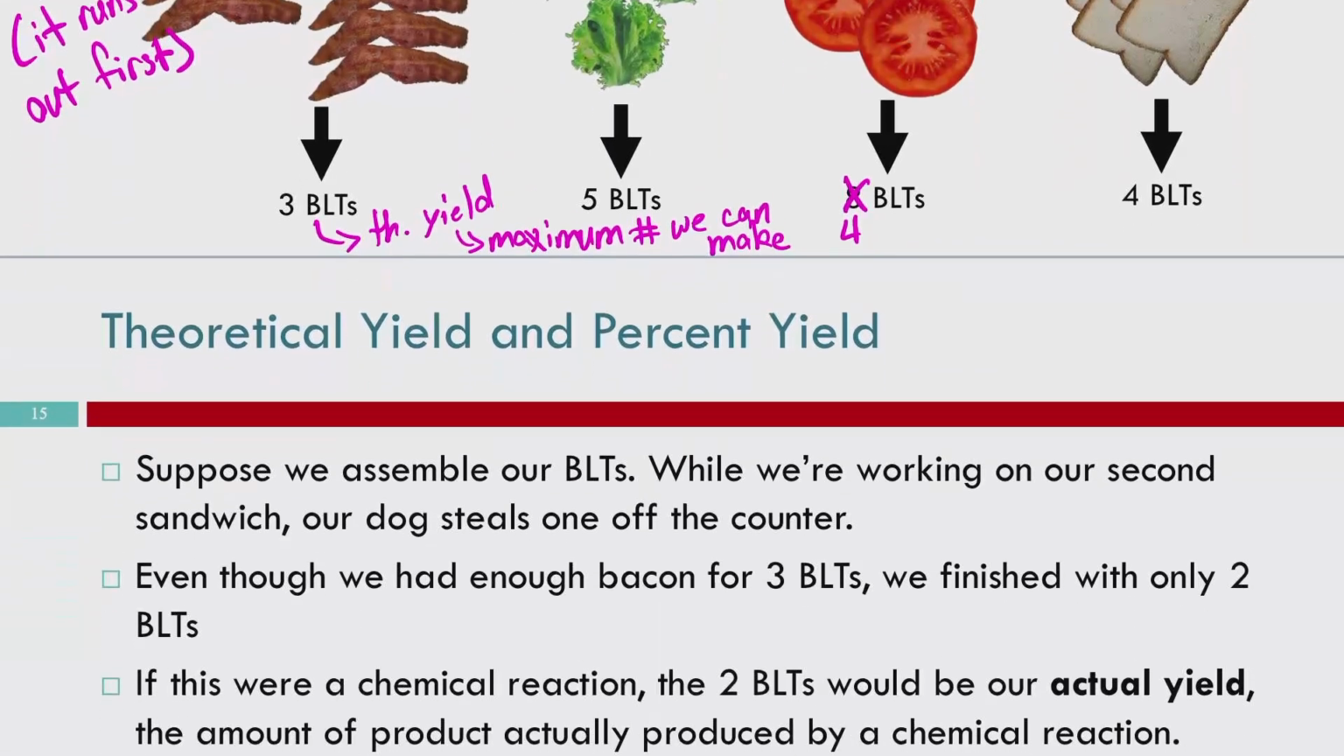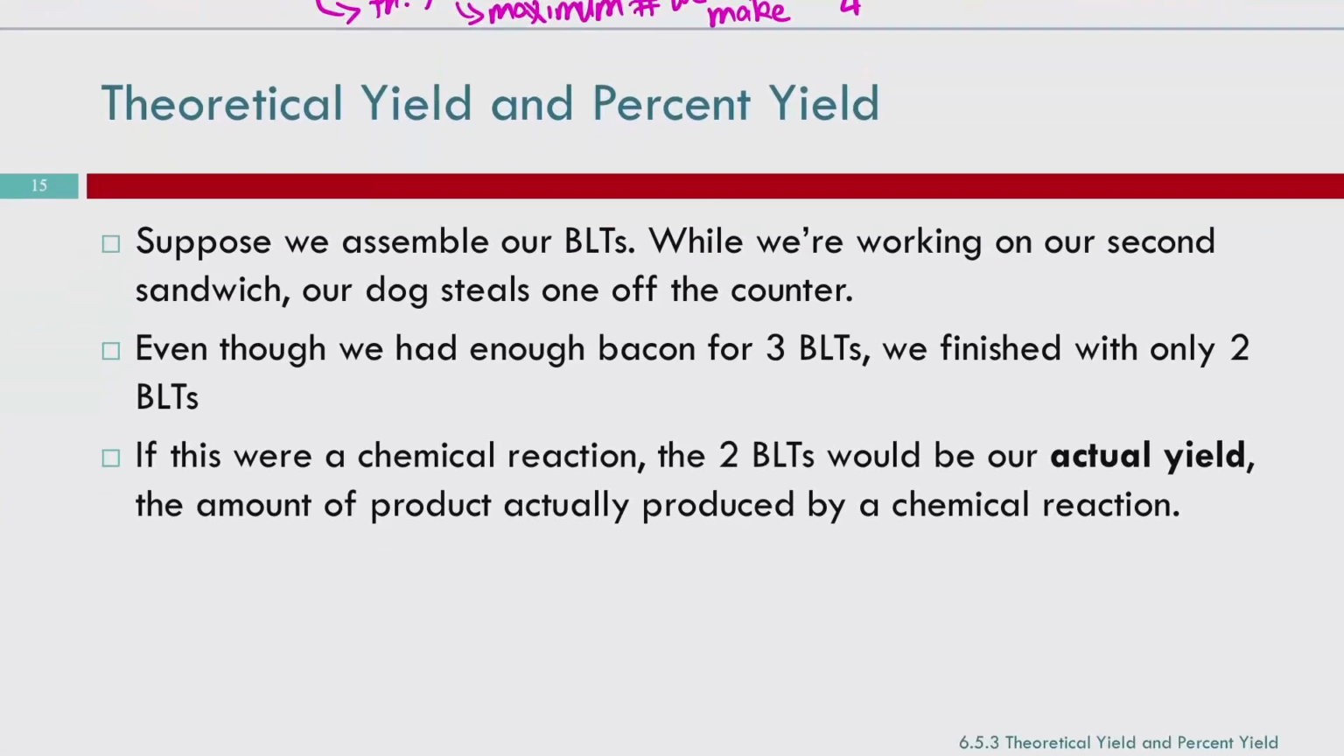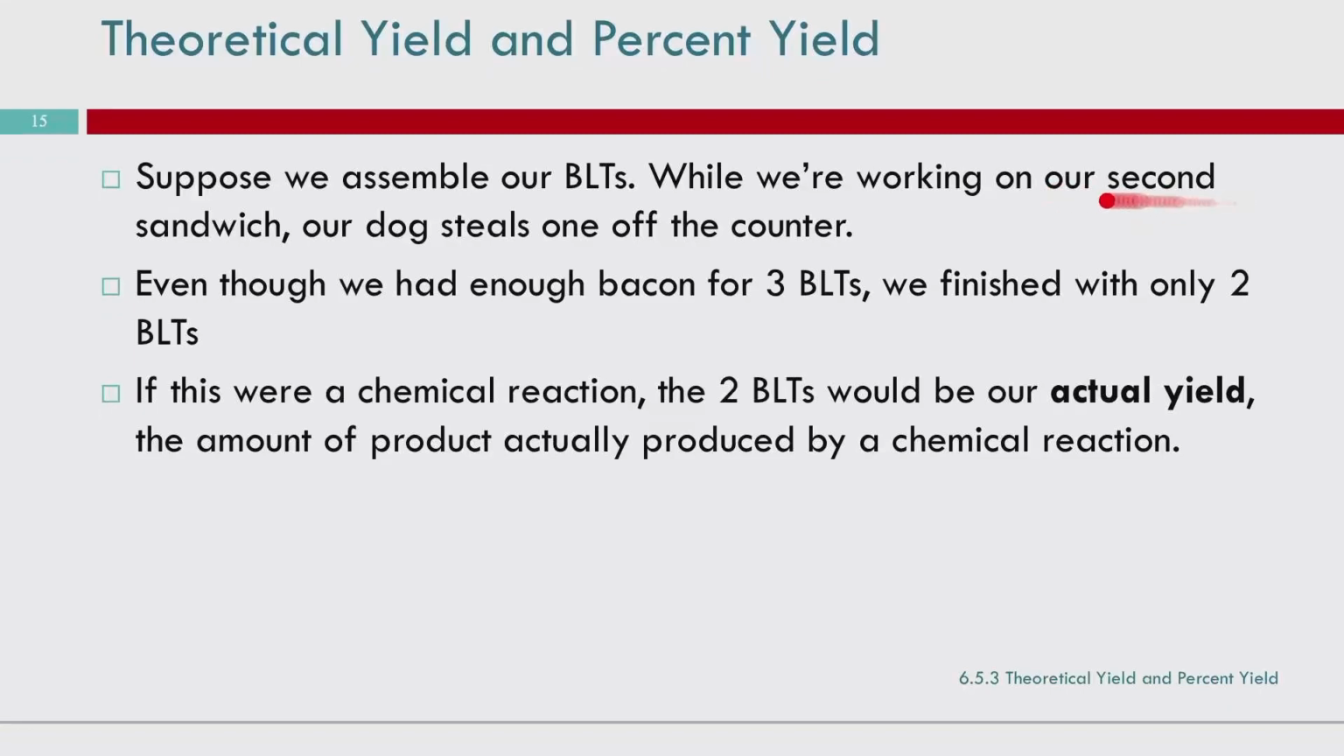Let's say that we put together our BLTs. While we're in progress on our second sandwich, our dog steals one off the counter. Straight to jail. Immediately to jail. Right into the kennel. So even though we had enough bacon for 3 BLTs, we finished with only 2 BLTs, because I'm not sharing food with my dog, and in this scenario, you aren't either. So we end up with only 2 BLTs out.